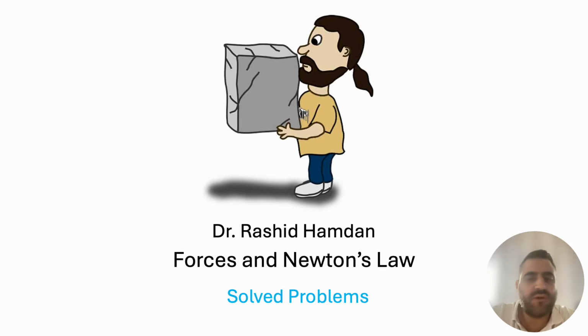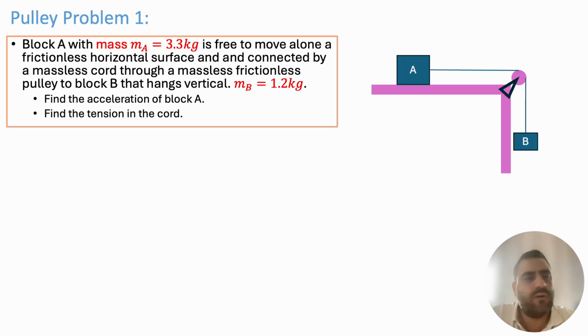So this is a solved problem on Newton's law and forces. The first problem that we had, I called it Pulley problem 1. So we had two blocks, block A and block B. Block A is placed on a horizontal frictionless surface, and it's connected by a wire to block B. Block B hangs vertical.